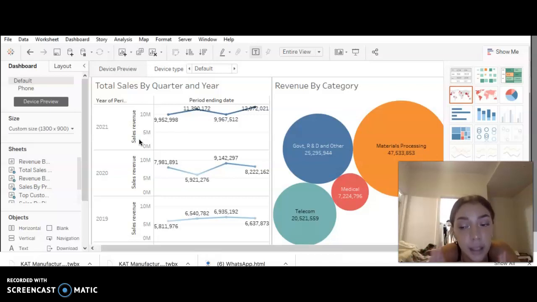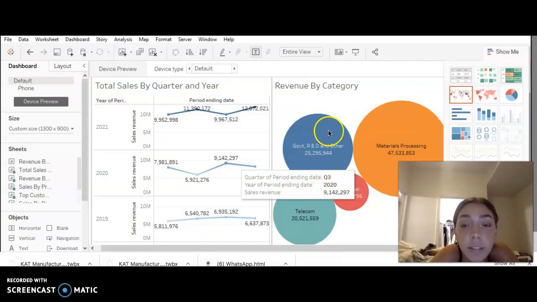And then, for example, in 2021, something similar happens, only this time it goes up first, then down, and then back up. It goes from 9,152,998 to 11,380,172. Then it goes down to 9,967,512, and then it goes finally up again to 12,072,021. Even if it changes and, for example, it goes down and up or up and down, the ending period date ends up being higher than the first period date.